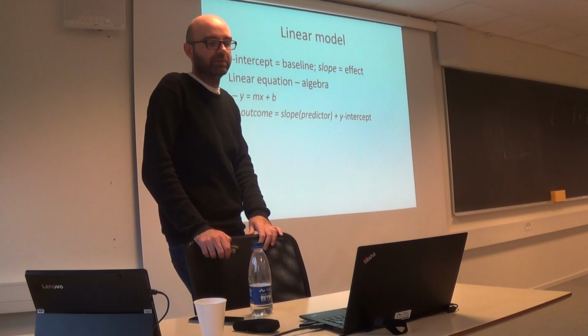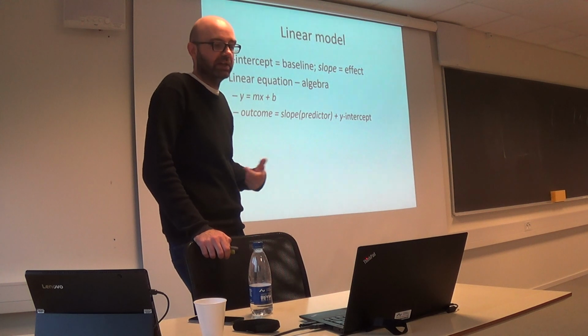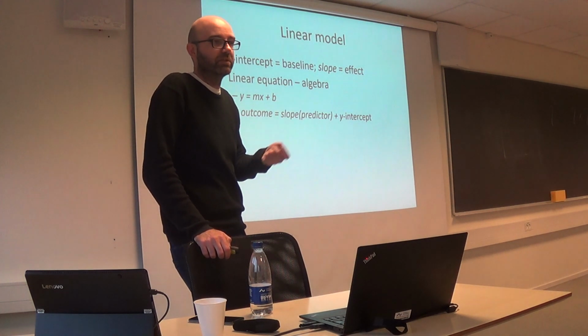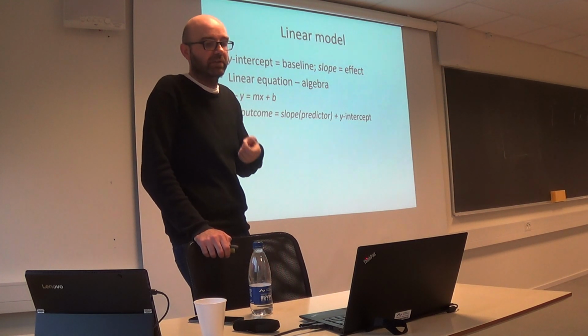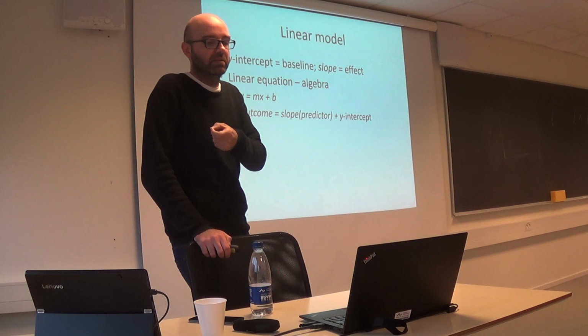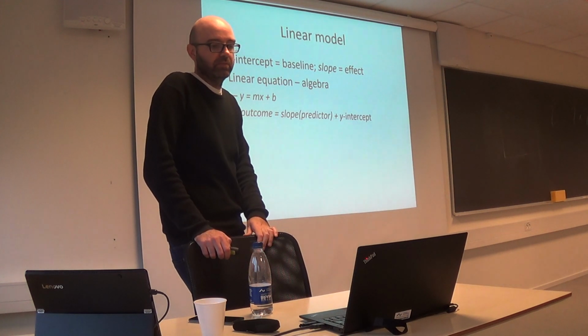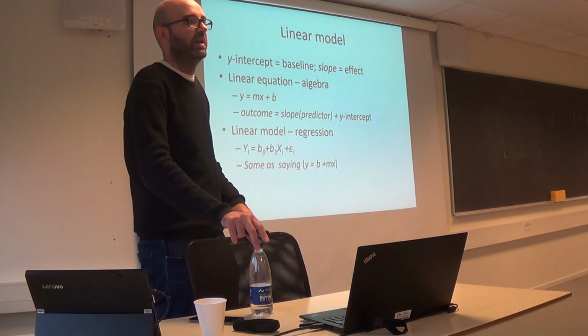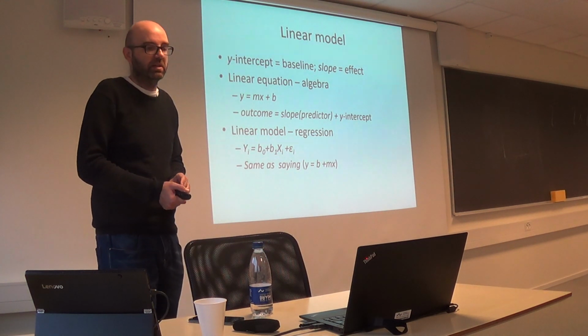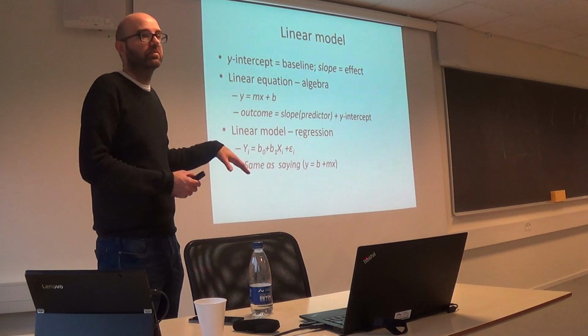So if y equals mx plus b, you can think of that as outcome equals slope for a value of your predictor. So a value of your outcome is equal to the slope times a value of your predictor plus the y-intercept. And we write it like this. We don't use the ax plus b notation. We write it like this instead, but it means the same thing.